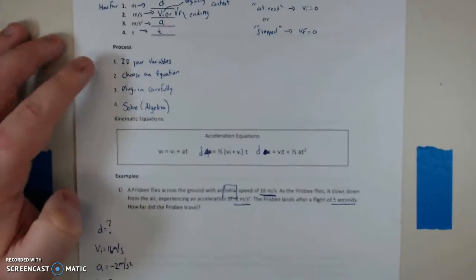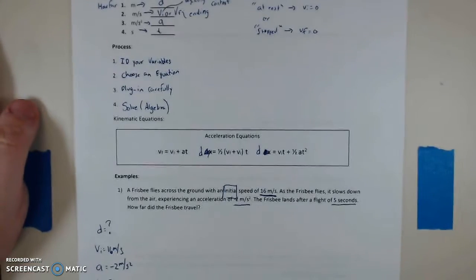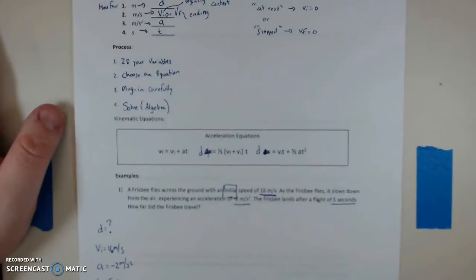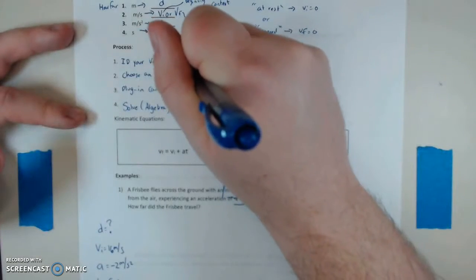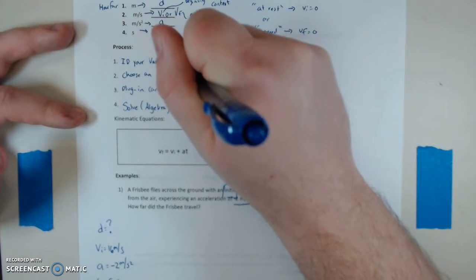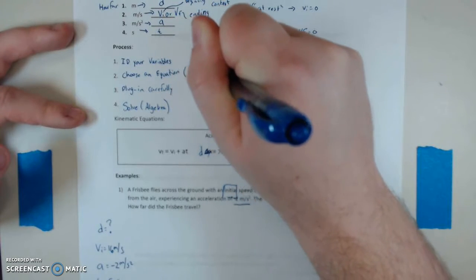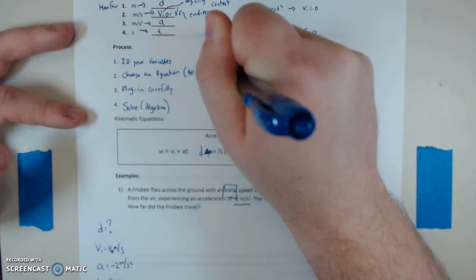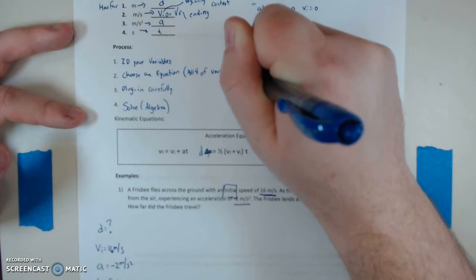Next up, we're going to choose an equation. We have to choose an equation from this little equation box, and we have to do so to determine what equation is correct. So when you choose an equation, you want to choose one that has all 4 of the variables that you have identified.